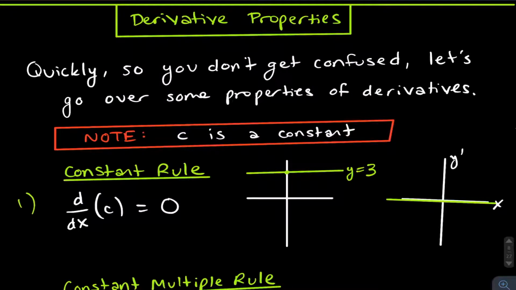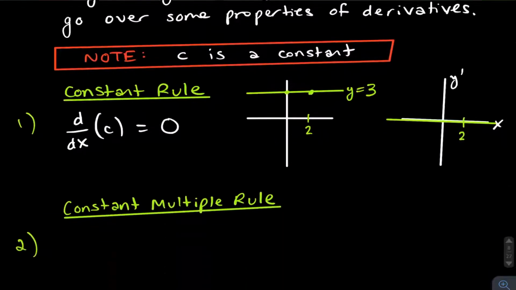Remember, this graph over here gives us the slope at some x. Let's say we're talking about x equals 2. The y prime value is 0. The y prime value is the slope of this graph at x equals 2, which is right here, and the slope there is, of course, 0. All right, so that's the idea with the constant rule.